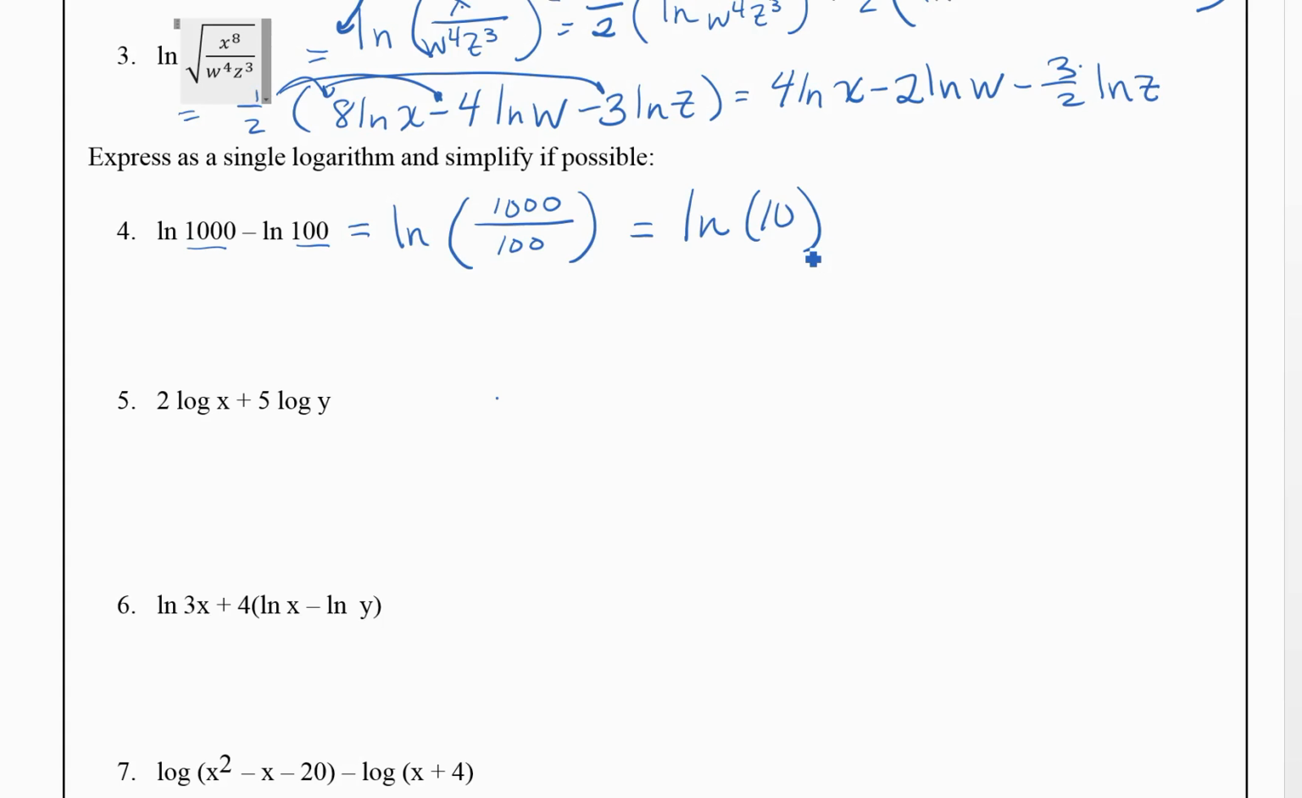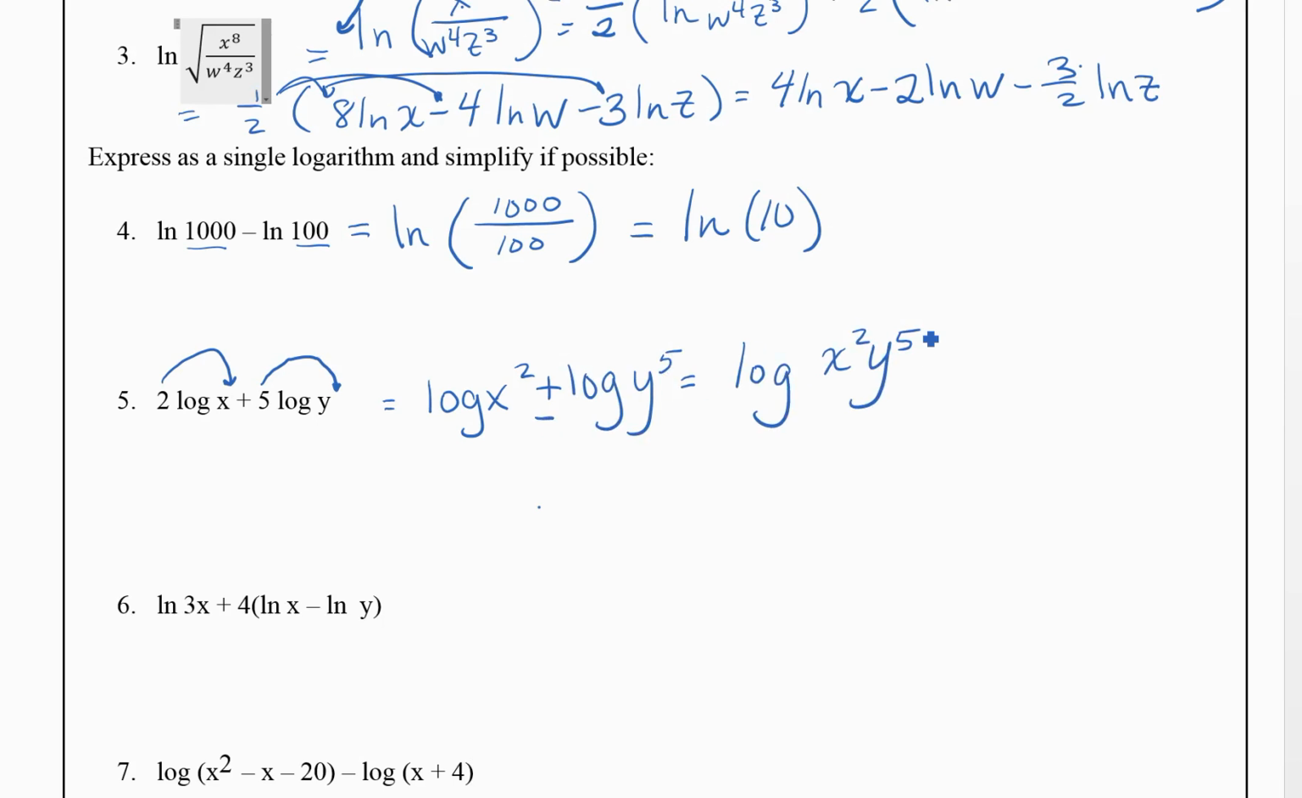Okay. Next we have 2 log of x plus 5 log of w. Well, the power rule tells us that we can bring both of these things that we're multiplying by out in front up as powers. So that would be log of x squared plus log of y to the 5th. And now since we're adding in between these, that means we can turn it into one log where we multiply. So x squared y to the 5th.